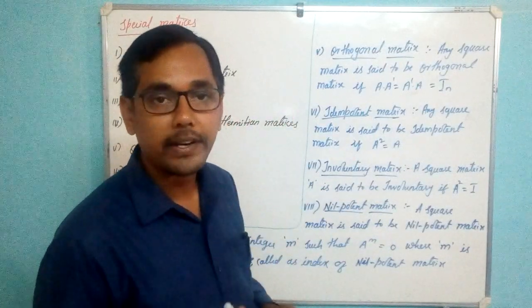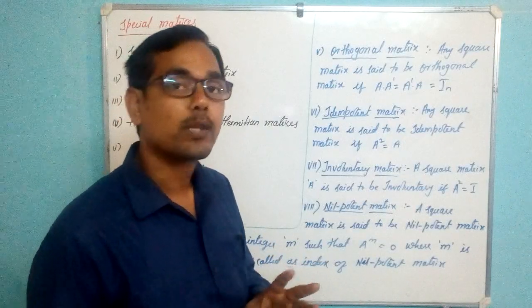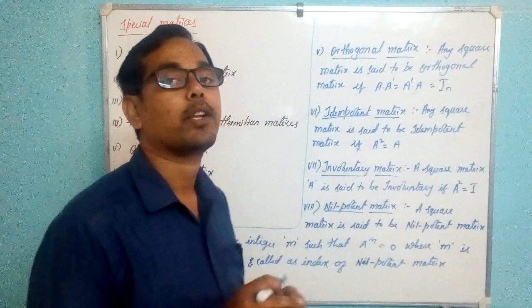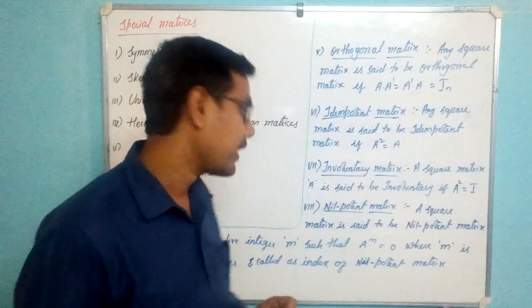And what about an involutory matrix? The matrix where A square is equal to I, right? That particular matrix we call an involutory matrix.